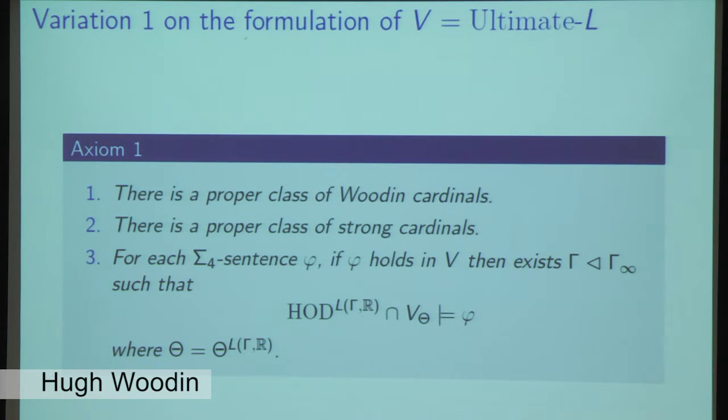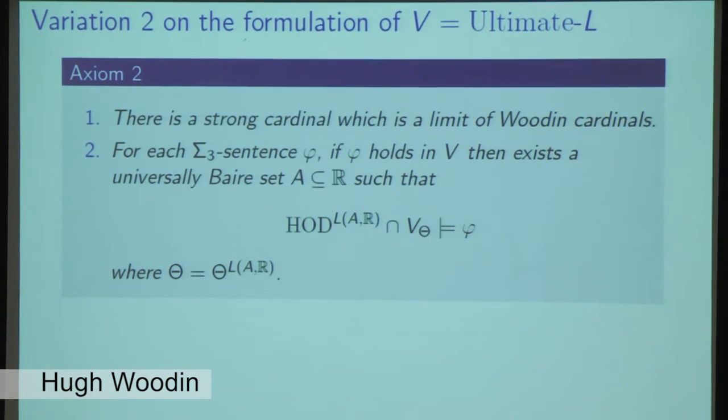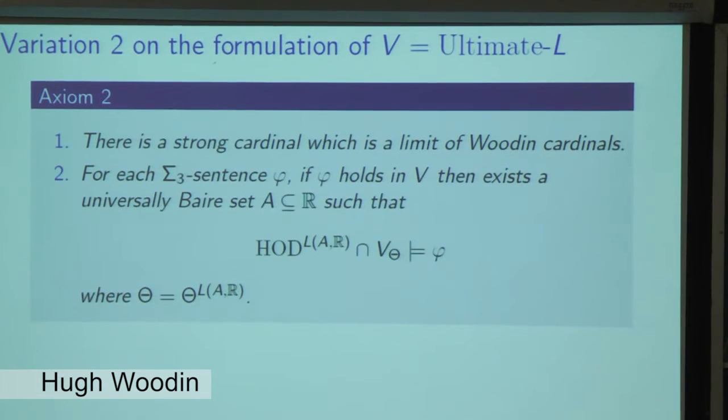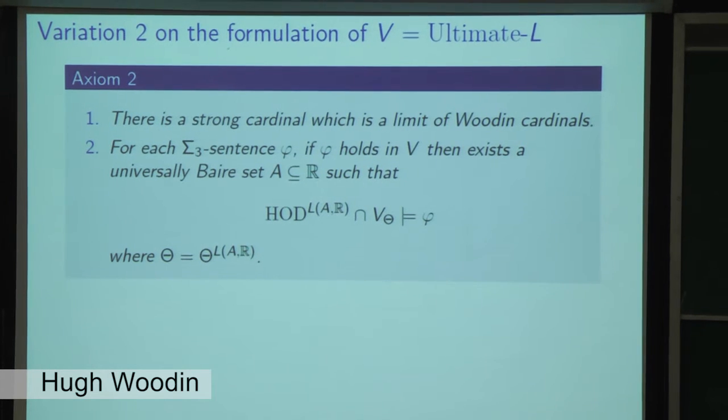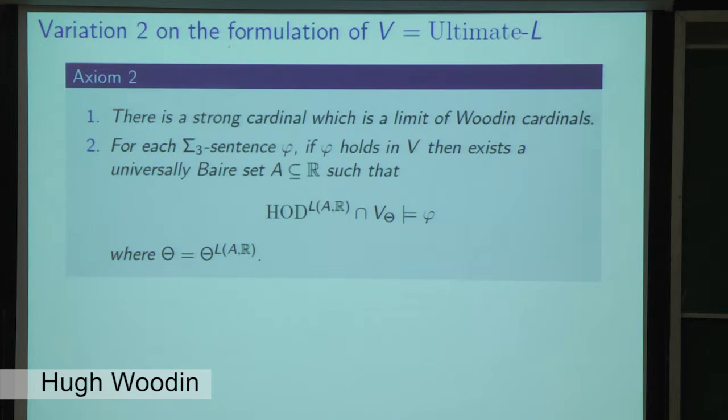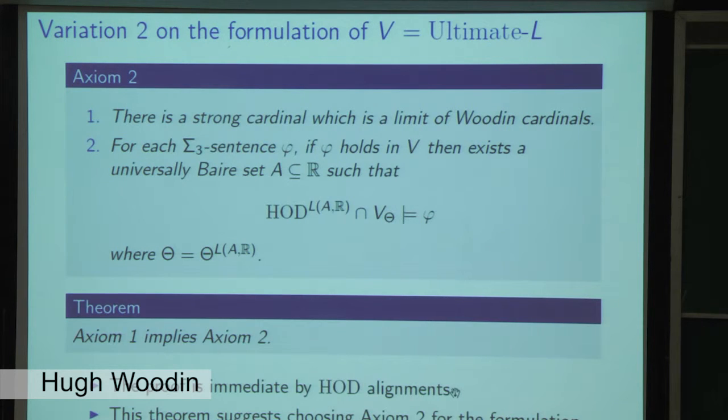And then axiom 2 is exactly the same, except we restrict to sigma 3 sentences, but we simplify the model by simplifying gamma to the form of L of A and R. All right, now this Hod alignment business tells you that axiom 1 implies axiom 2.